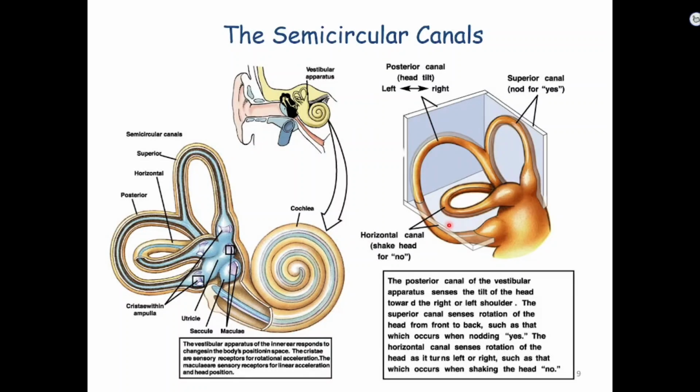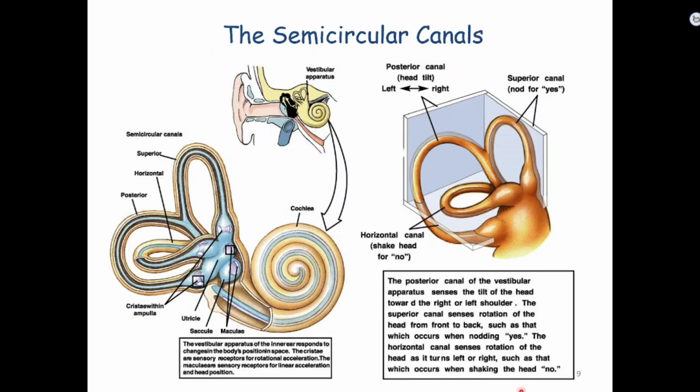And then the third one is the horizontal one, which is going like this. This horizontal semicircular canal is making a 30-degree angle with the horizontal plane. So it's not straight like this. It is making a 30-degree angle with the horizontal plane. Do you understand, everybody? The three planes. Now you see this one.